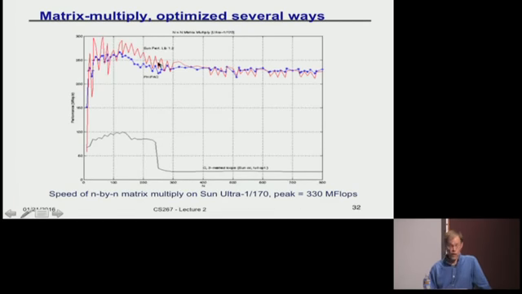So what about these other two curves up here? The red one is the hand-optimized version, which a team of programmers at Sun, when it was still Sun, produced. And you can see that's getting up to 300, and then it falls off a little bit, but it's still getting a very large fraction of the 330 peak.